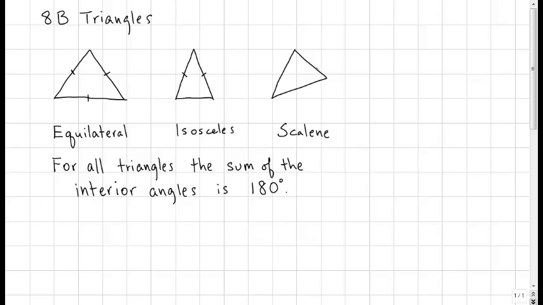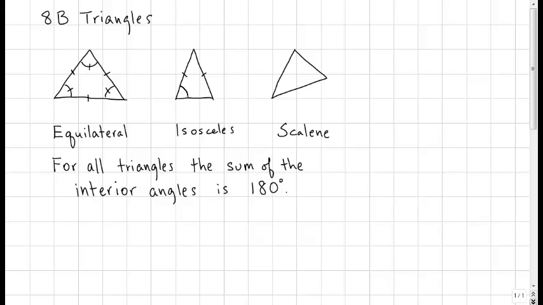Now, for all triangles, the sum of the interior angles is 180 degrees. And another property is that angles opposite equal sides are equal in size. So for an equilateral triangle, all three of the angles are equal to one another, and we can use that same dash symbol to indicate that those angles are equal to one another.